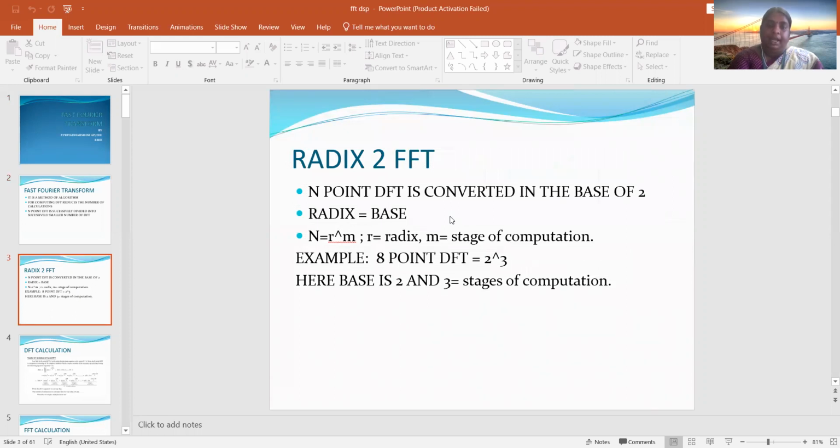Next, radix 2 FFT. Why is it called a radix 2 method? The N-point DFT is converted in the base of 2, so it is called a radix method. Radix is nothing but the base, and N is equal to r power m, where r is the radix and m is the number of stages of computation. For example, for an 8-point DFT, it is 2 power 3, so we will have 3 stages of computations.